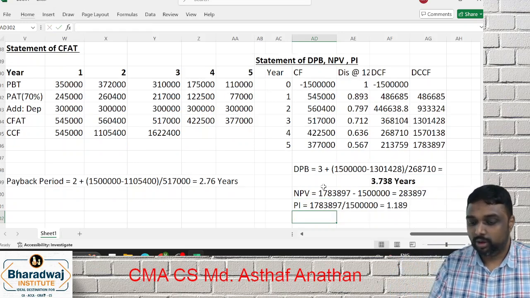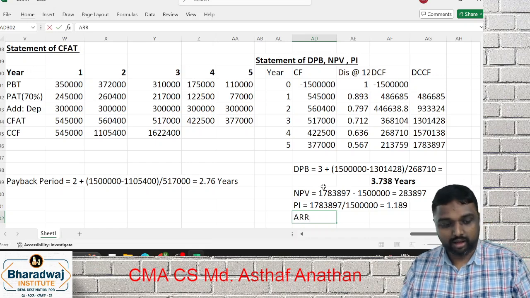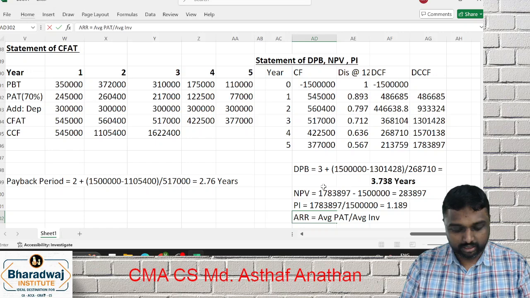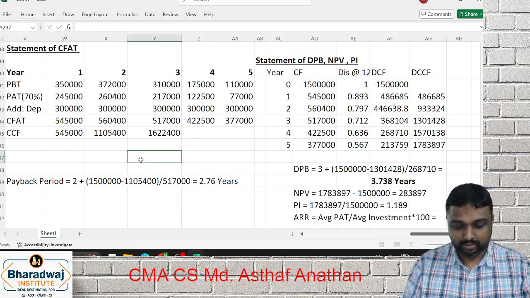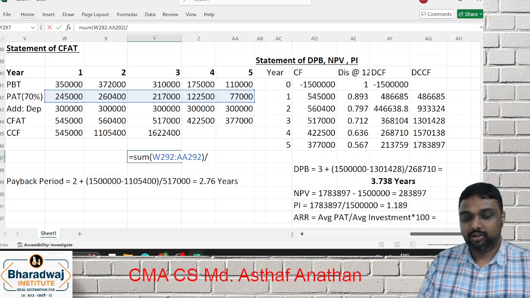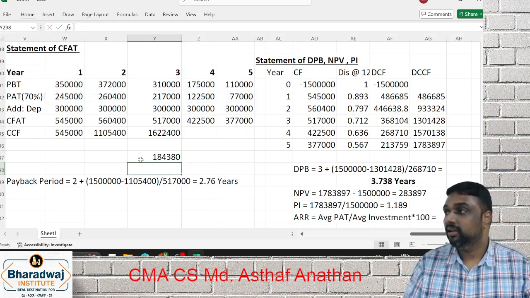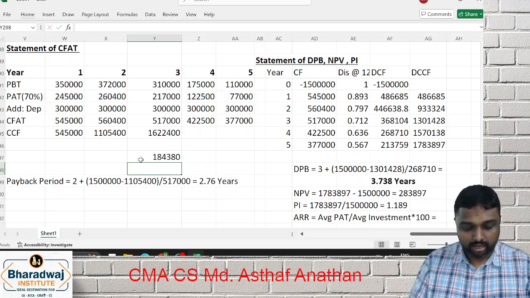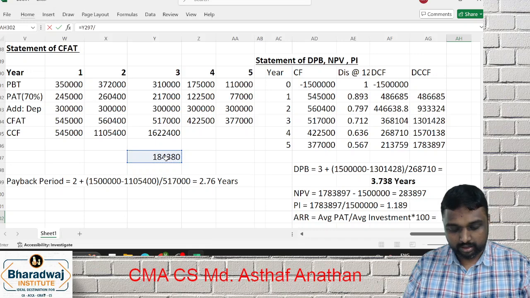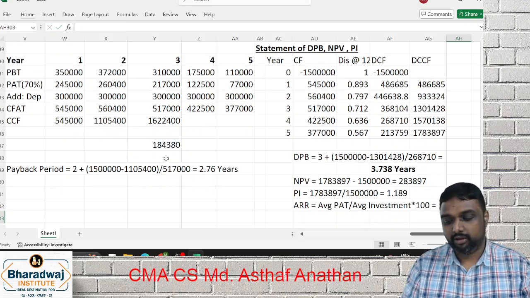Are you clear? Going next, we have to go for ARR. For that, average PAT by average investment into 100. Here they have PAT. You have to take all the PAT. How many years of PAT is this? 5 years. So you have to divide by 5. Average investment is SLM only, so you have 7,50,000. Very good, friends. So this amount divided by 7,50,000 into 100.